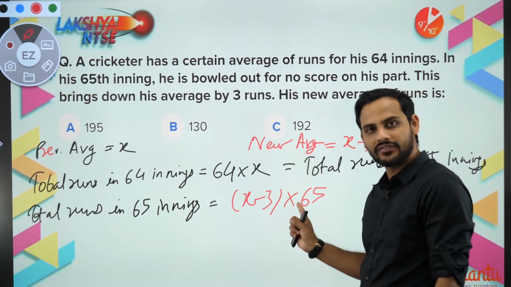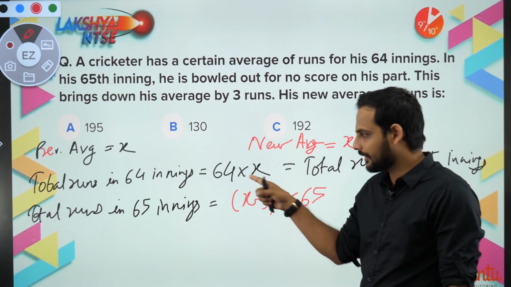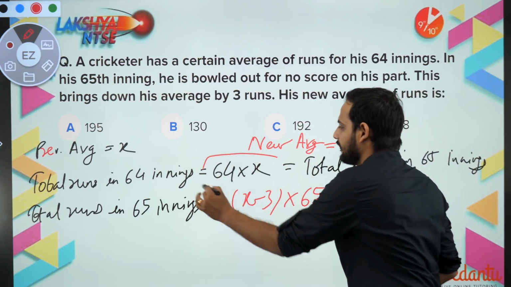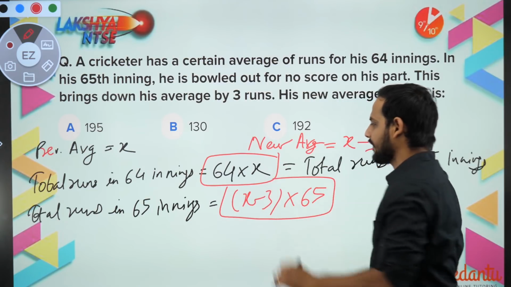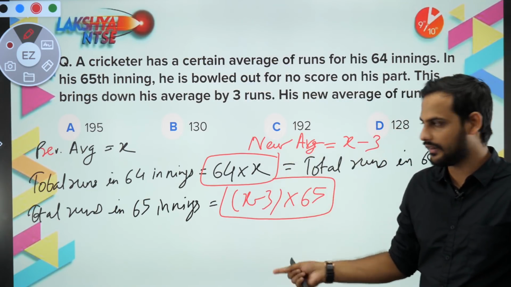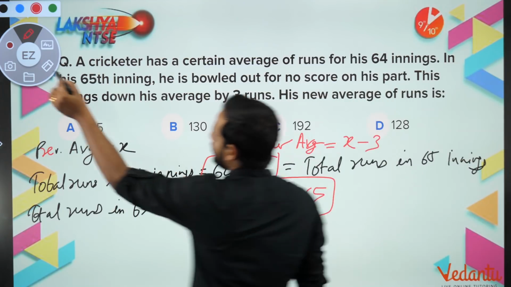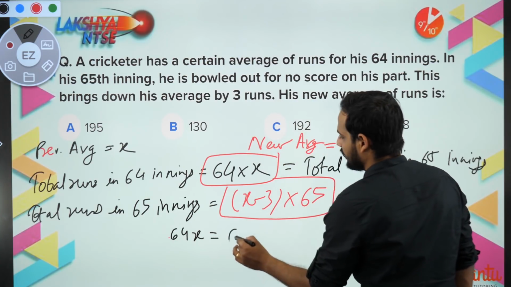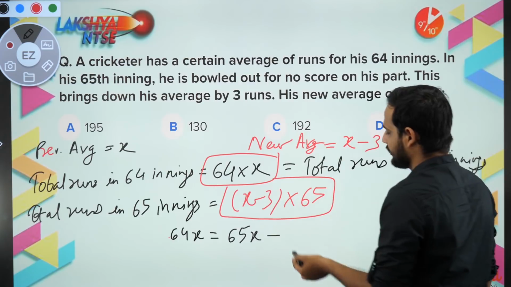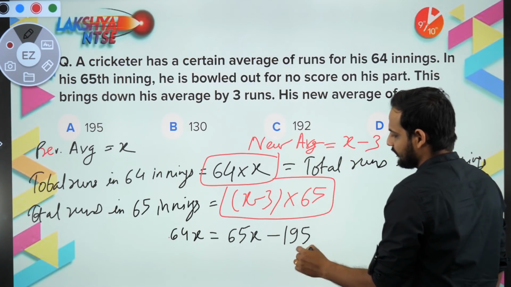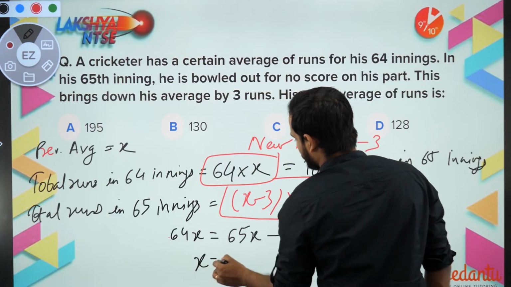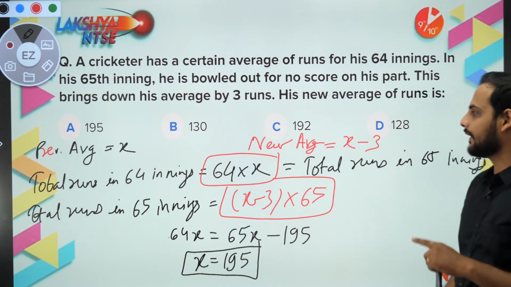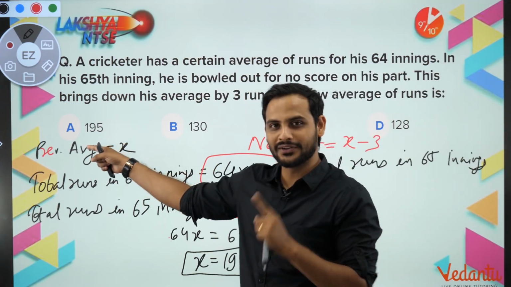So (X minus 3) into 65 is the total for 65 innings, and 64 into X is the total for 64 innings. Now since both should be equal, because both are giving the runs scored in 65 innings only, as in the 65th inning he has scored 0 runs, let us make them equal. So 64X is equal to 65X minus 65 into 3, which is 195. So shift here, you'll get X is equal to 195, and as you can see, the first option is 195.